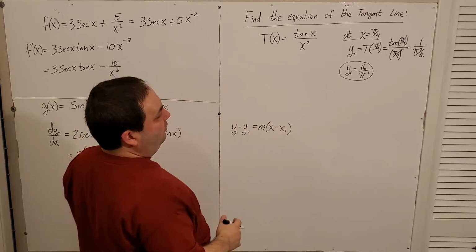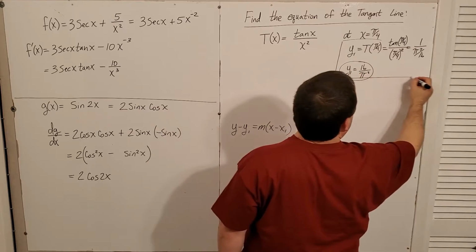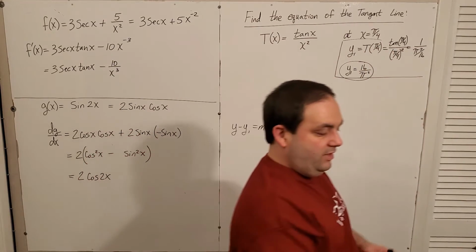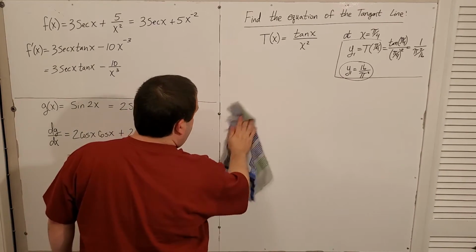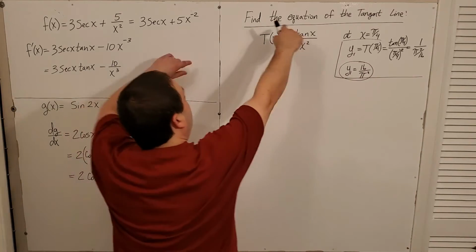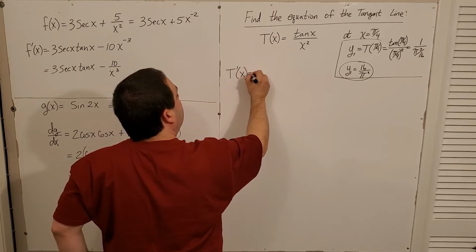So I've got my y value, right? That's going to be important later when I'm making the line. Let's get our derivative going. In fact, let me make a little space just in case here. Okay? So t prime of x.